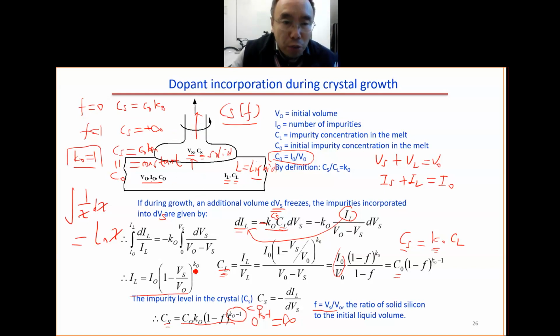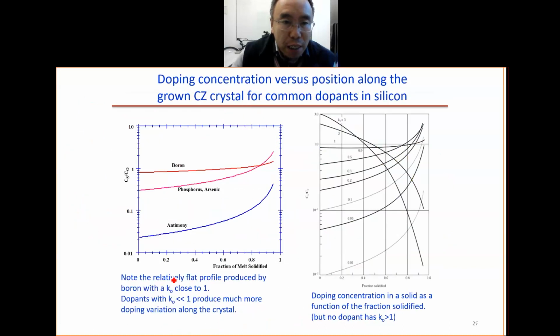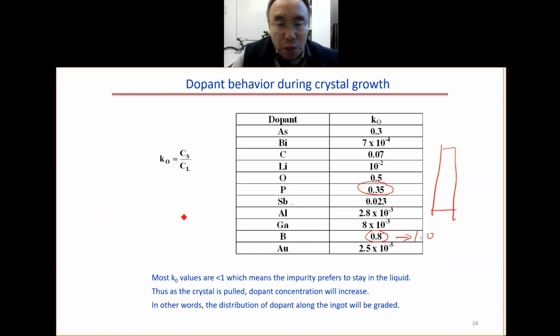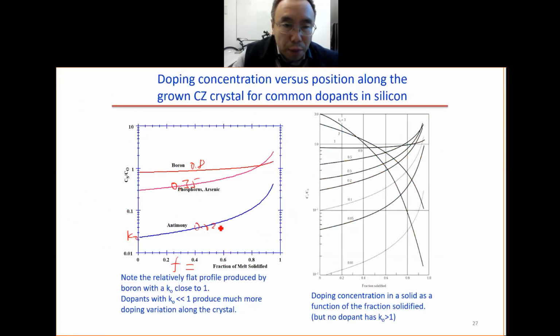So we can draw this formula here, as you see. This is the F value. At F equal to 0, the ratio is K naught. For the case of boron it is 0.8, phosphorus 0.35, antimony 0.023. So that means this number here is 0.8, this number here is 0.35, and this number here at this point is 0.023. So at F equal to 0, the ratio is K naught.